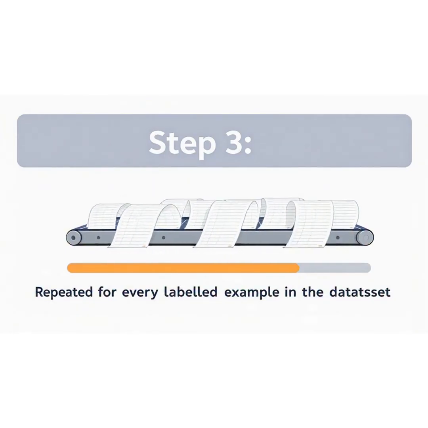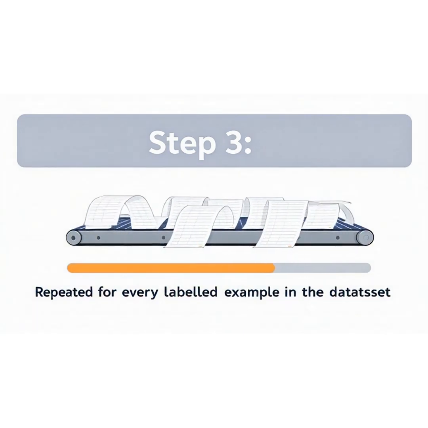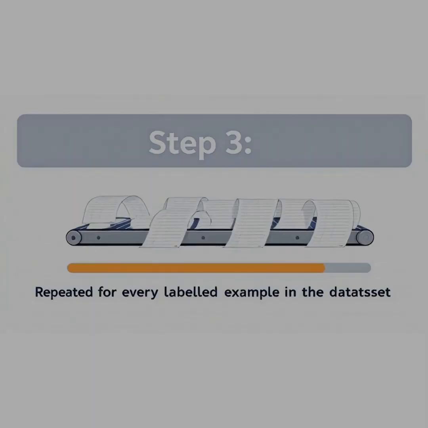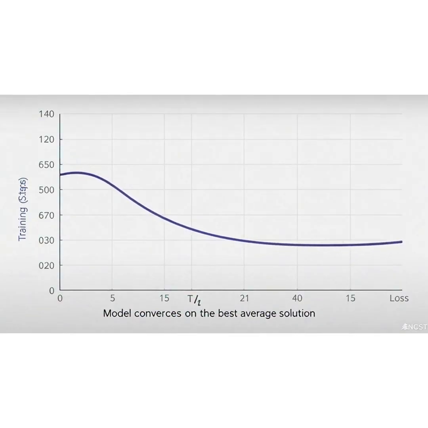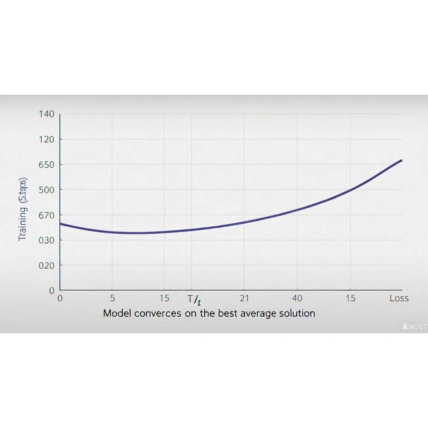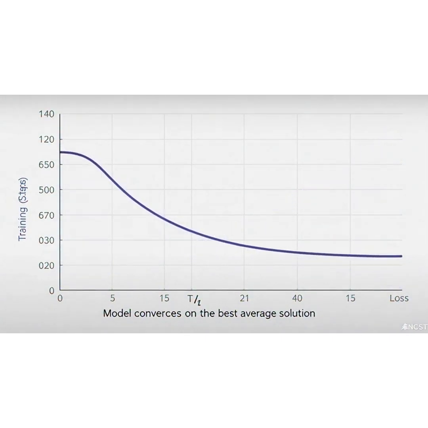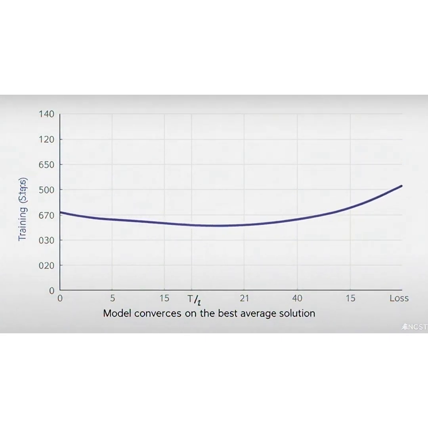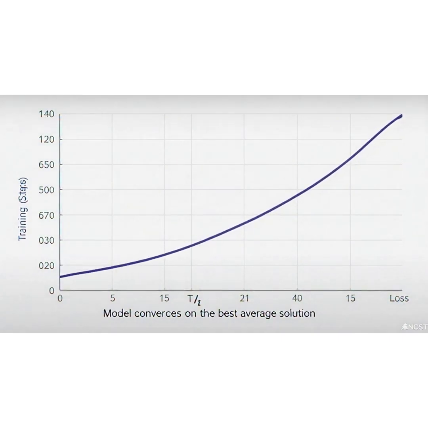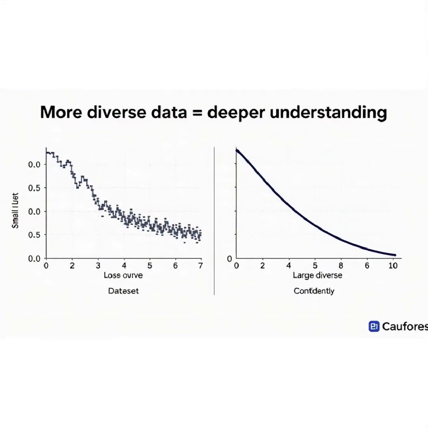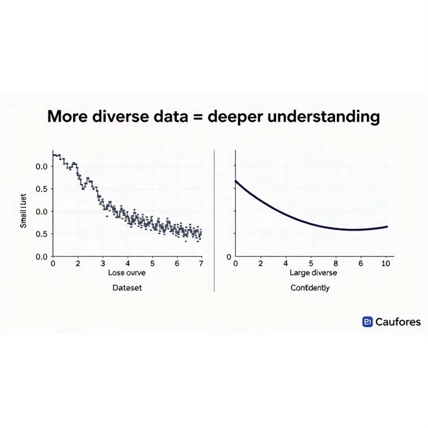inches. Step 3. The model repeats this process for each labeled example in the dataset, sometimes passing through the entire dataset multiple times. After processing every example, the model arrives at a solution that makes the best predictions on average. This gradual improvement is called convergence. This is also why large and diverse datasets produce a better model.